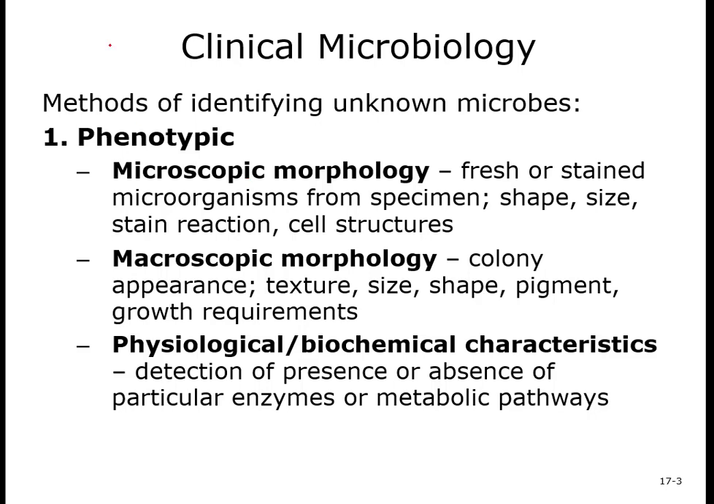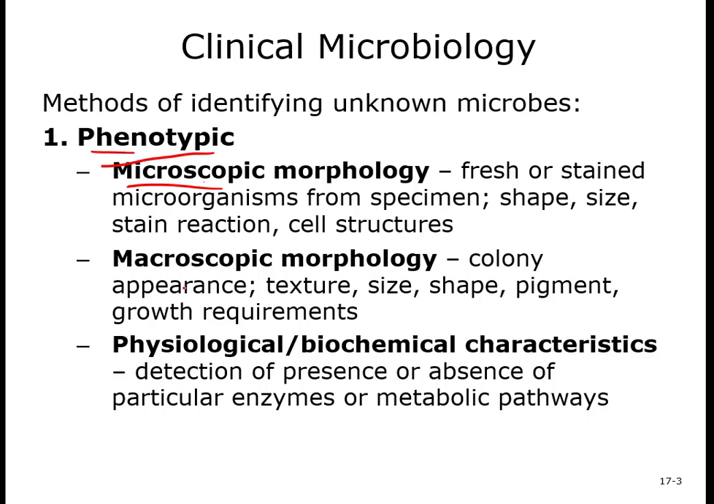The first method is the phenotypic method. So phenotype is actually visualizing characteristics of a pathogen or of an organism. So, for example, we might look at it under the microscope. We're actually looking at the shape. We're looking at it if it's gram-negative or gram-positive. We're looking at the size.